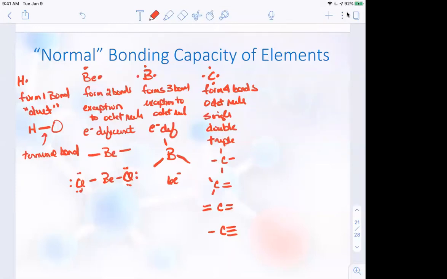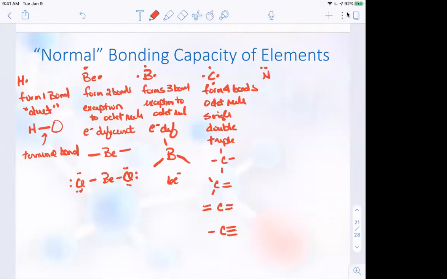This is one of the reasons why carbon is the central atom in organic chemistry, because it has a very high bonding capacity. It bonds with a lot of different elements in very unique ways, which creates a lot of molecular diversity, which is what we have when we consider biochemistry or other organic chemical fields.